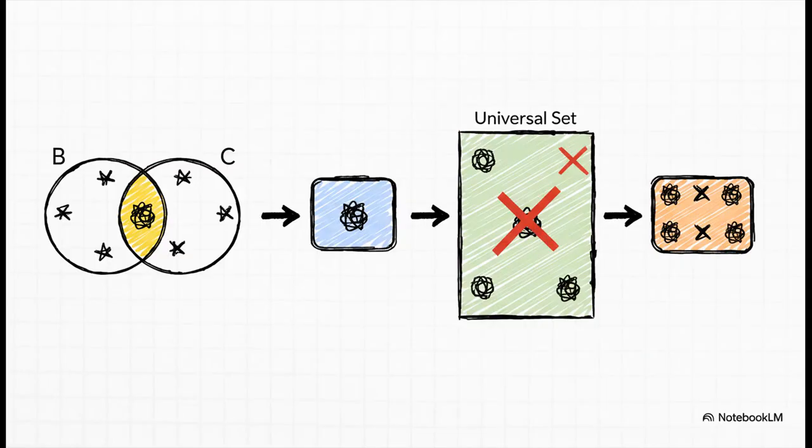Now, let's see if this setup breaks the claim. Let's run the numbers. First up, what's the intersection of B and C? Well, looking at them, the only thing they have in common is the number 3. So B intersect C is just {3}. Now, what's the complement of that? It's everything in our universal set that isn't 3. So that gives us {1, 2, 4, 5}.